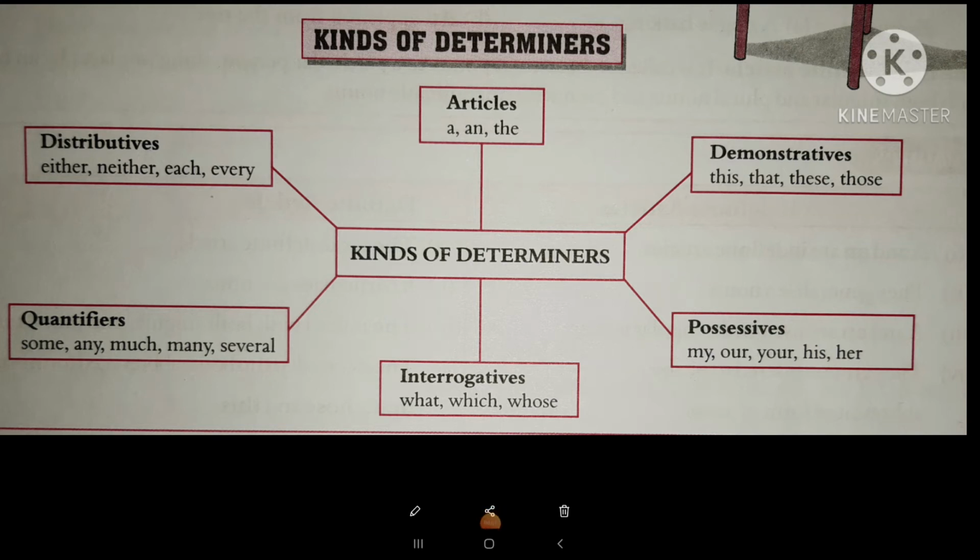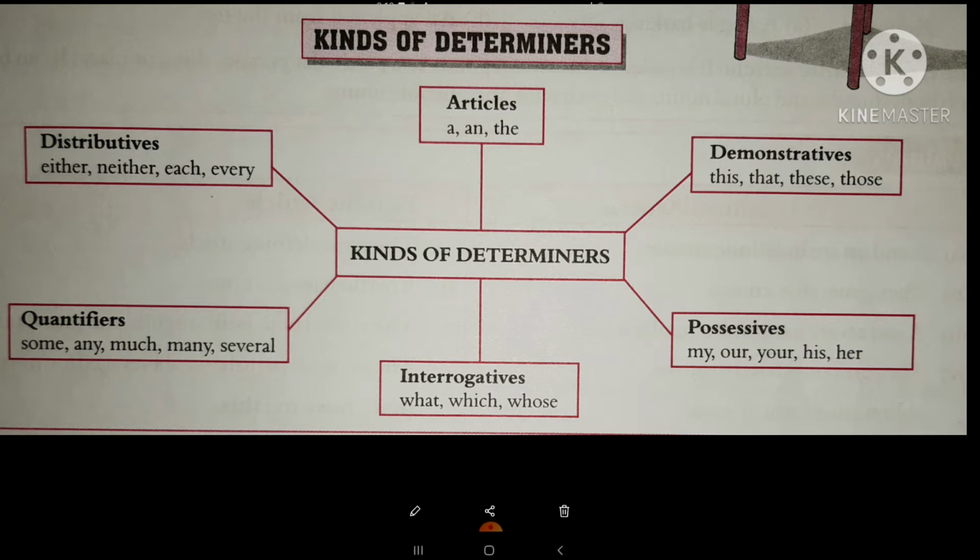Dear students, today I will explain the grammar portion in the UT2 syllabus, the determiners. Already you are very familiar with all the determiners, but you may not actually know what you mean by a determiner. So let me tell you what a determiner is.